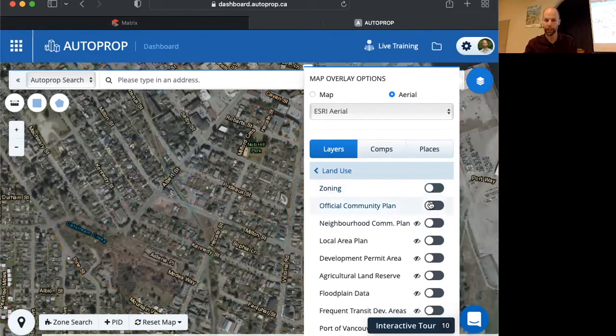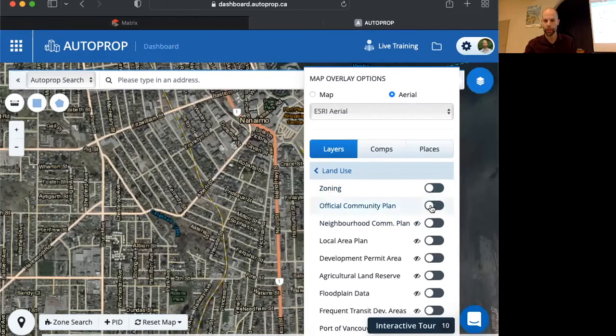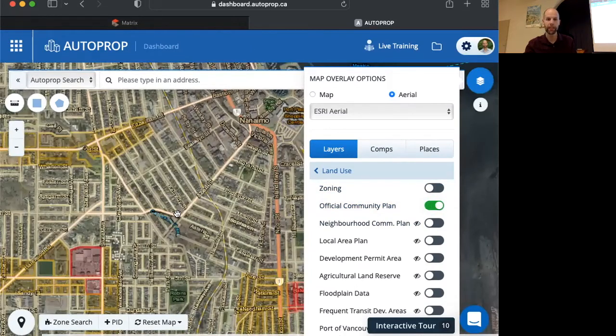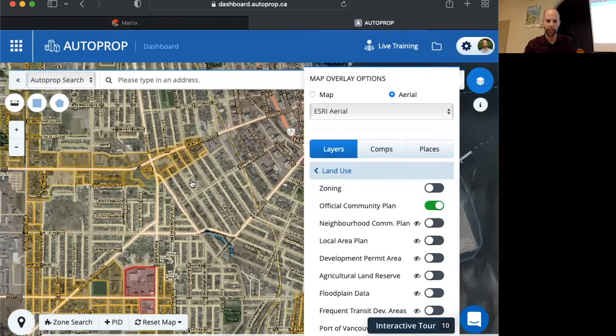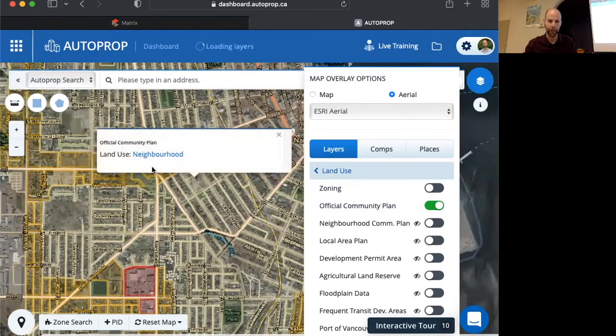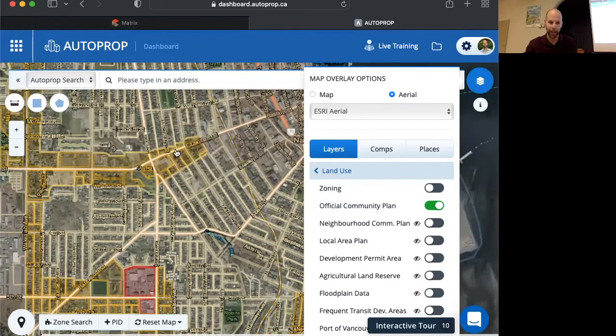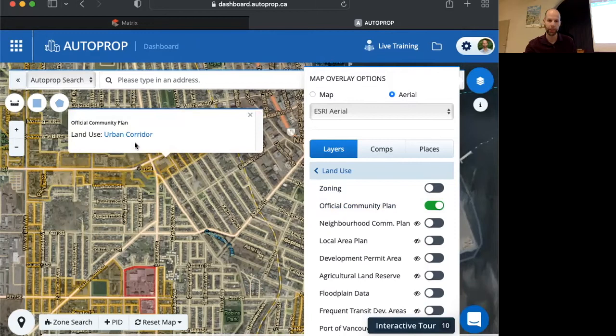What is available in Nanaimo is the official community plan. So this is super cool. You just turn that on, and it might take a little bit of time here. There we go. This tells you what they plan to put in any of these areas. So you can see, in this area, this is neighborhood. And if you click on it, it will take you to the community plan and explain to you what neighborhood is. And then the darker yellow is going to be urban corridor.